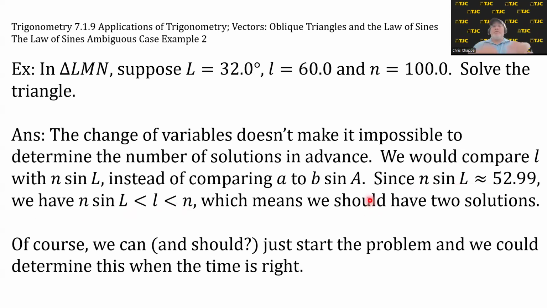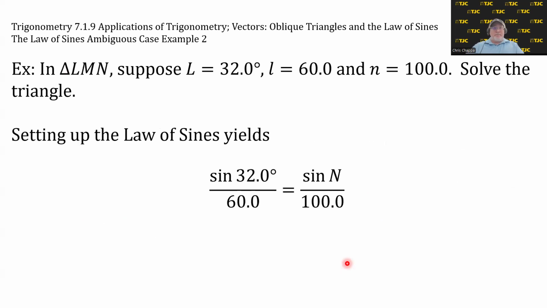But you know what? Knowing that there are two solutions doesn't mean you found one of them. So I think we should just start the problem and determine that there's two solutions when the time is right. The time is when you do sine inverse. Let me lay that out there right now. The time to figure out 0, 1, or 2 solutions is when you do sine inverse, and you'll see an example of that here in just a second.